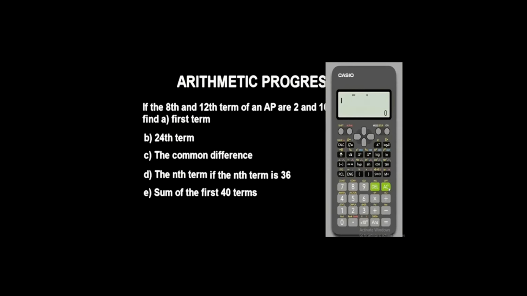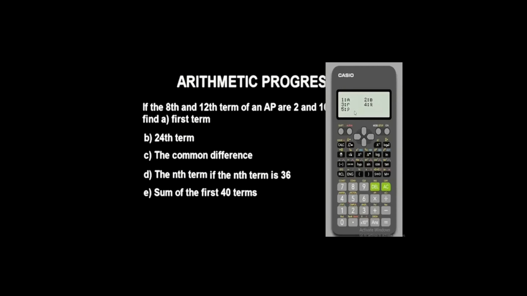Now let's begin to find what we were asked to find. Okay, we were asked to find the first term. Now to begin, you're going to press Shift and the button 1. When you look at button 1 carefully, you see STAT on top of it. So press Shift and button 1. Okay, now we are going to go for regression here. We press 5 for regression.